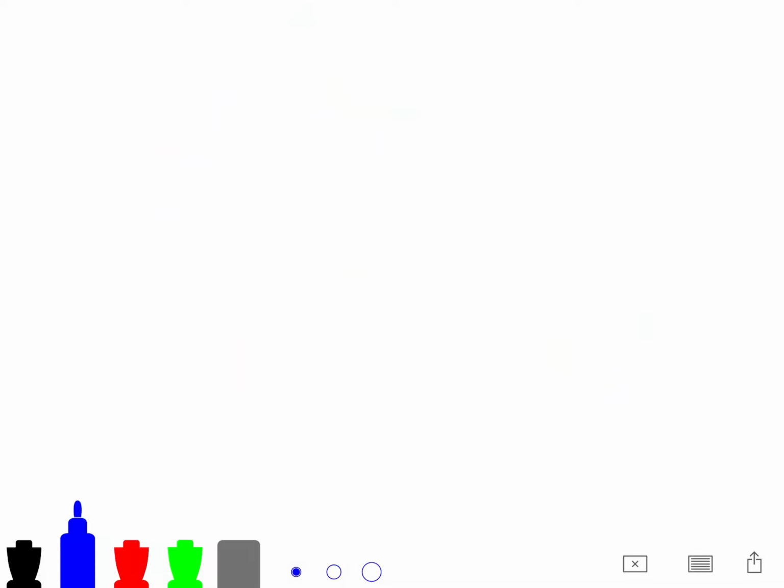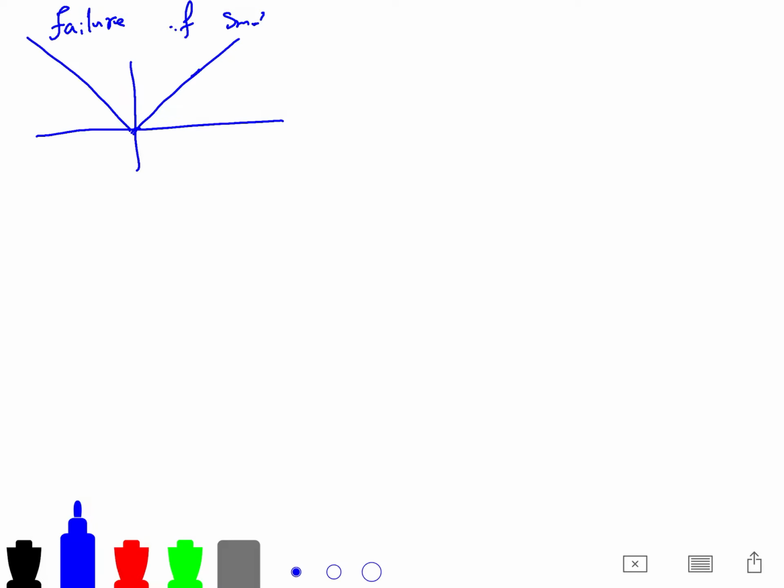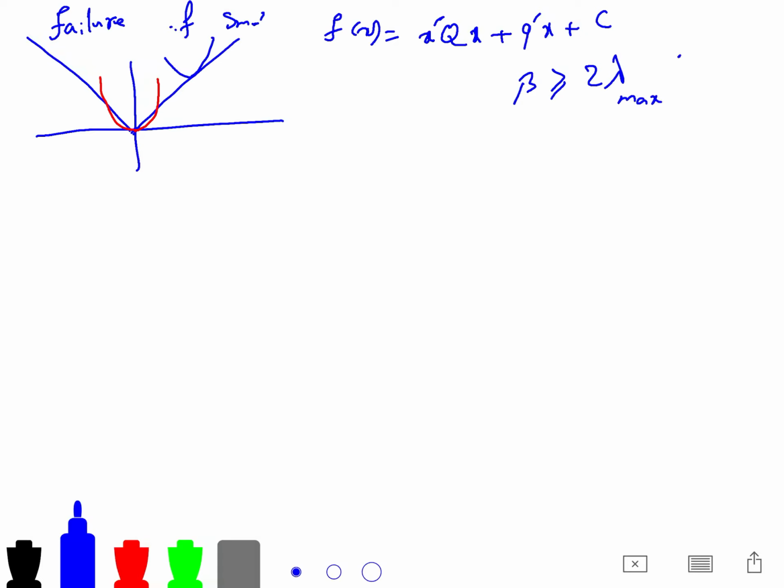So let's go and see the failure of smoothness. When you have an absolute value function, at this point you can upper bound it by a quadratic function, but at this non-smooth point you cannot upper bound it. So this is a problem. And I give you an example: if f of x is a quadratic function, then f of x is beta smooth for any beta which is greater than 2 lambda maximum of Q.